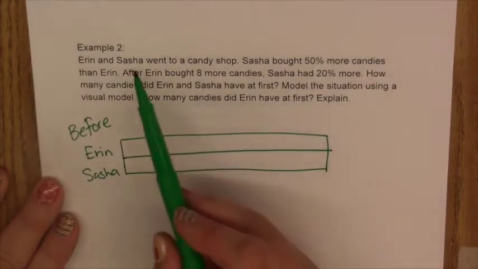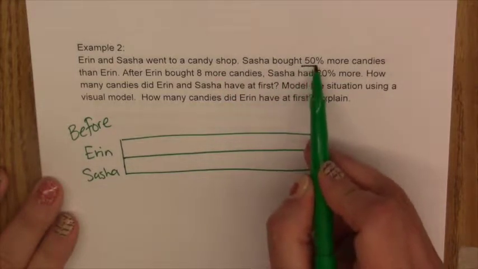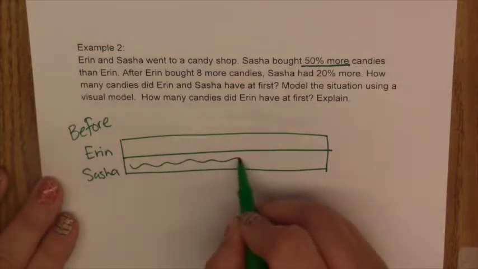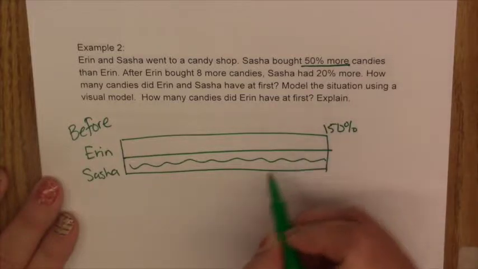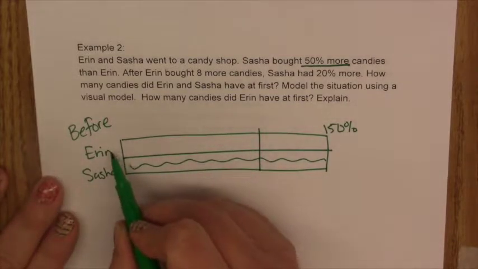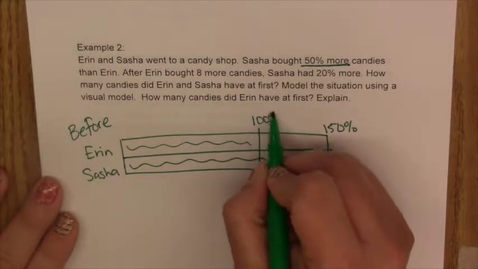Okay, so up here it says they went to the candy shop. Sasha bought 50% more candies than Aaron. So Sasha would have all of this and her total would be 150% because she has 50% more. And then, so that makes Aaron our whole. So Aaron has 100%.